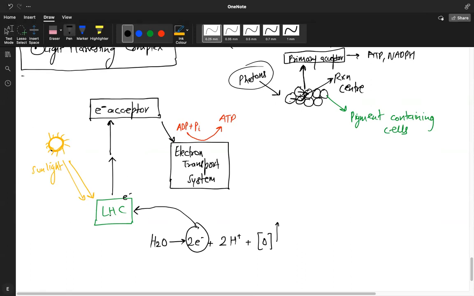So sunlight in the LHC is utilized to excite this electron which came from splitting of water. This gets excited, goes to an electron acceptor which has high energy now. So this electron acceptor, when it gives the energy into the electron transport system, some energy will be used to make ATP from ADP and Pi. Is it clear? So this is one thing that we made, but still it has some energy left. So that energy will go and excite another bunch of LHCs.